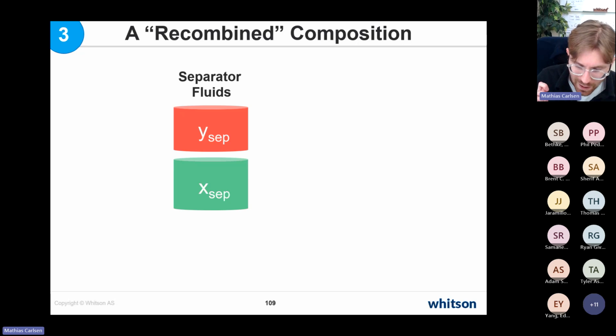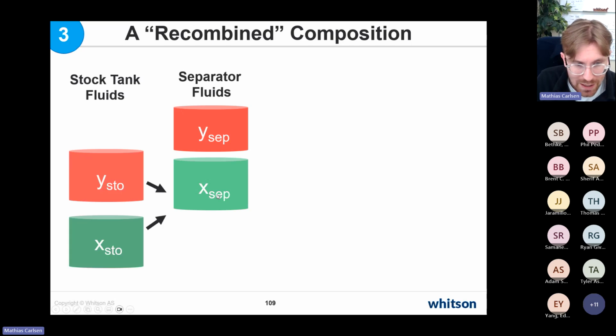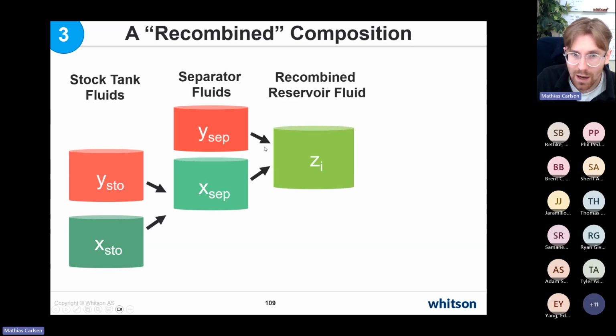The separated gas you put straight into a GC, but the oil you can't put straight into a GC, so it needs to be flashed to stock tank conditions. You measure each individually, then recombine them, and that becomes the separator liquid. Then you take the separated liquid and the separated gas, recombine them mathematically, and you get an estimate of what you have in the PVT cell, which is the reservoir fluid composition.